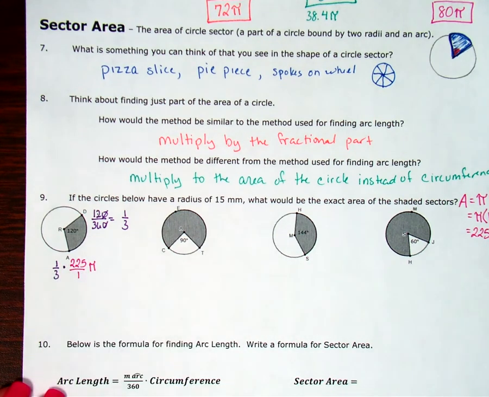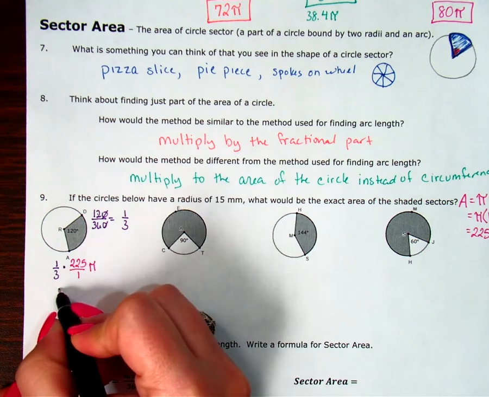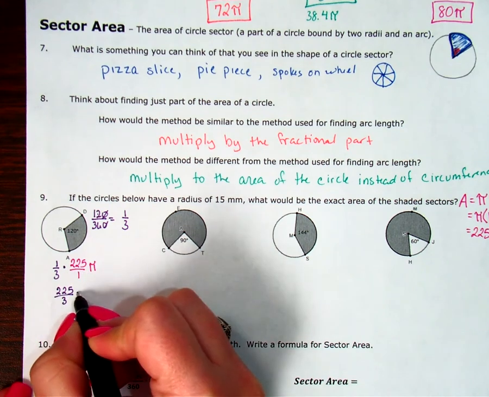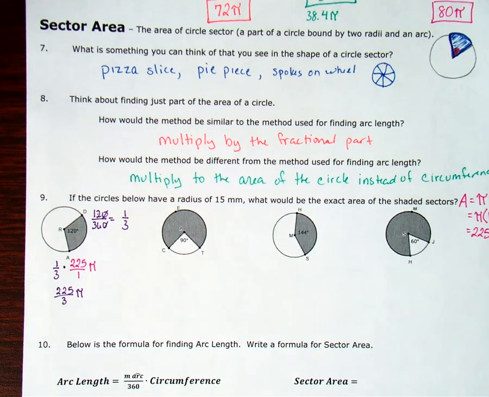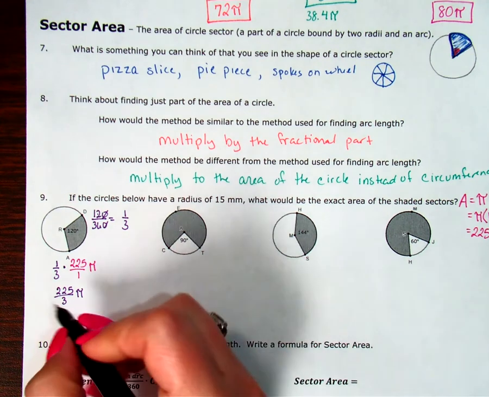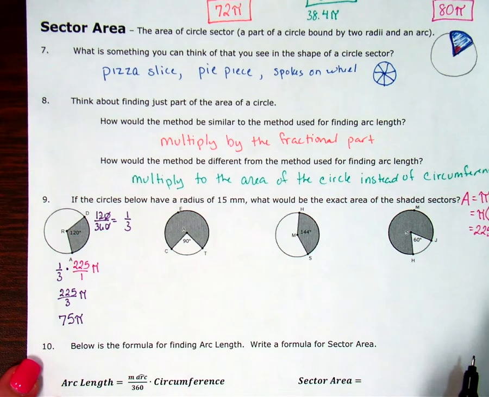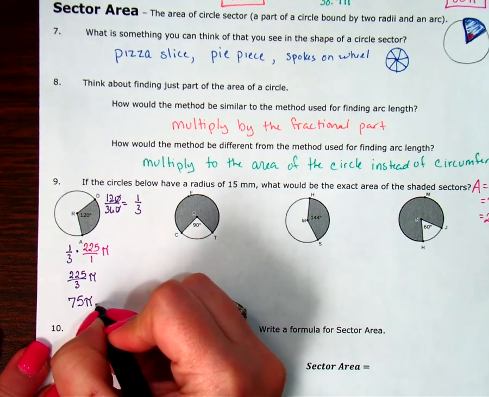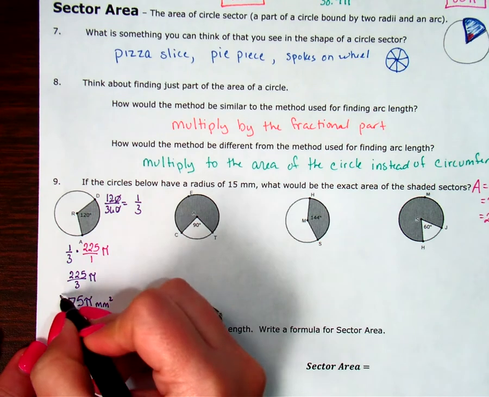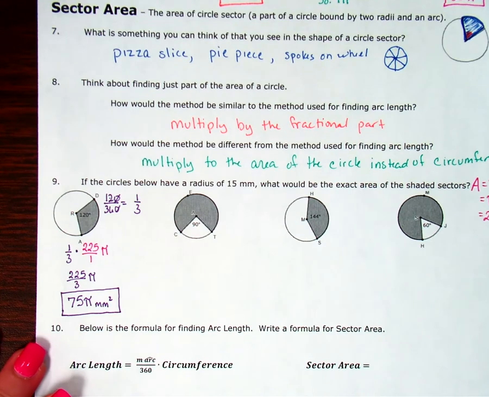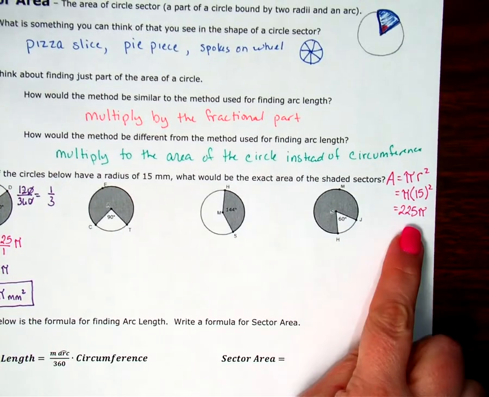So I'm going to have 1 times 225 over 3 times 1 pi. Let's see, is 225 divisible by 3? 225 divided by 3 is 75, so it works out perfect. 75 pi. And since this is area, these are going to be millimeters squared. Okay, so that's the area of just this shaded portion, whereas the whole area would be 225.